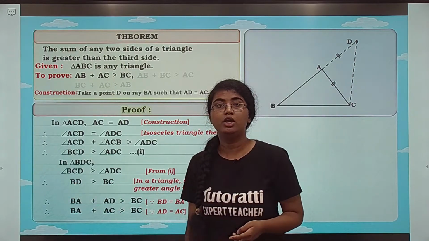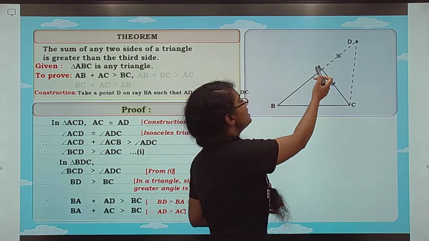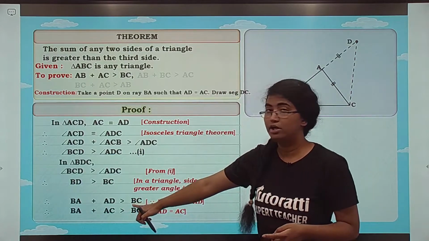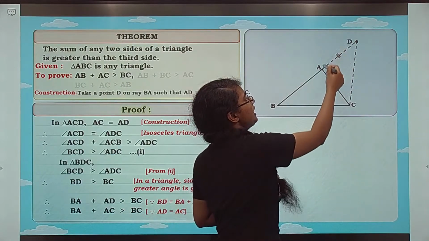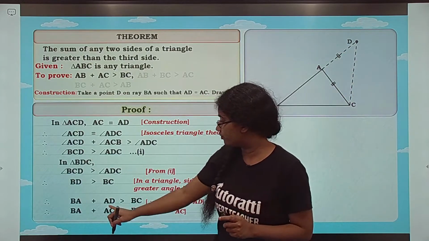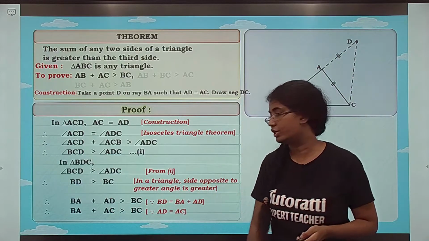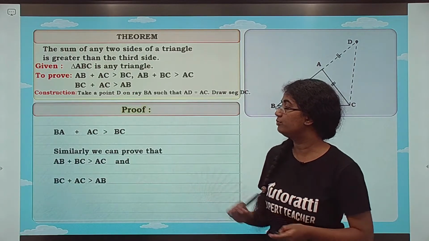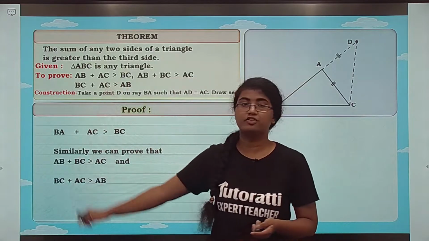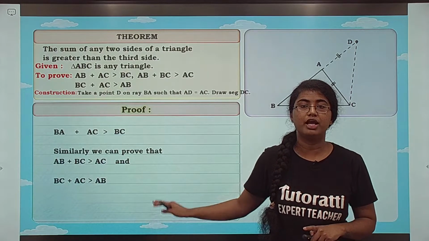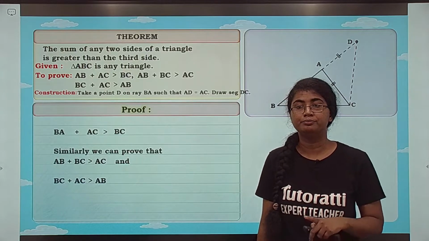But what is BD? If you split BD, it is AB plus AD, right? But do you know that AD is equal to AC? So can we replace AD by AC? So we replaced AD by AC and we have what we needed to prove. Similarly, you can prove it for the rest of the things as well. Okay, are we clear so far? यहाँ तक समझ में आ रहा है सबको inequality?